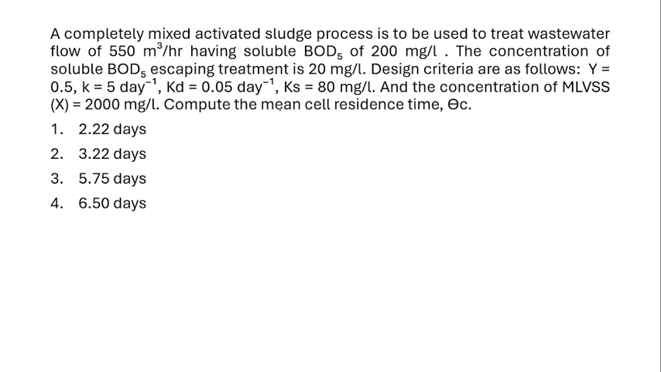Next question is to calculate the mean cell residence time. Okay, a different question. A completely mixed activated sludge process is used to treat the wastewater flow of 550 meter cube per hour, having soluble BOD5 of 200 mg per liter. The concentration of the soluble BOD5 escaping the treatment is 20 mg per liter. So the wastewater leaving the treatment has 20 mg per liter of BOD. The kinetic constants are as follows: Y is equal to 0.5, k is equal to 5 per day, Kd is equal to 0.05 per day, Ks is 80 mg per liter, and the concentration of MLSS, given as biomass concentration, is 2000 mg per liter. Compute the mean cell residence time theta c. This is the question.